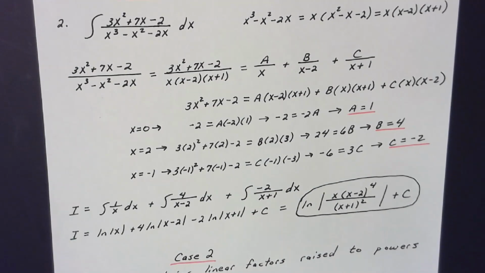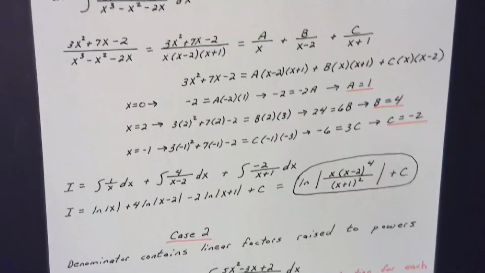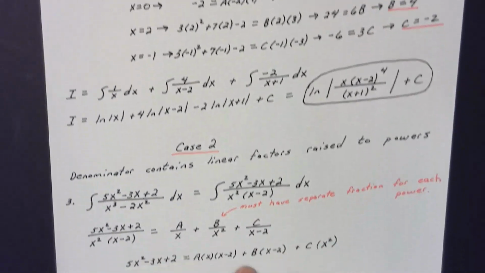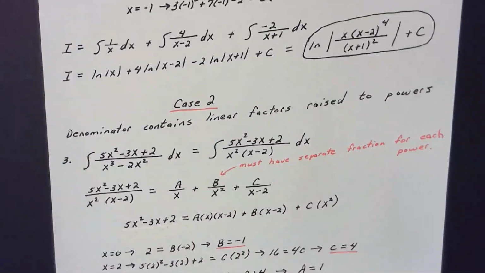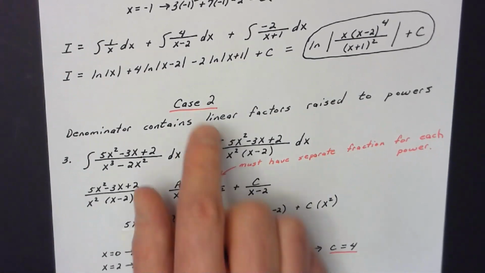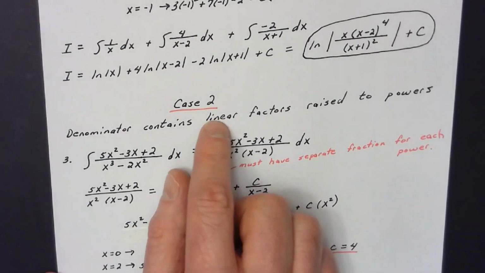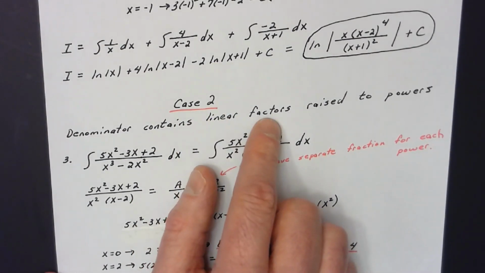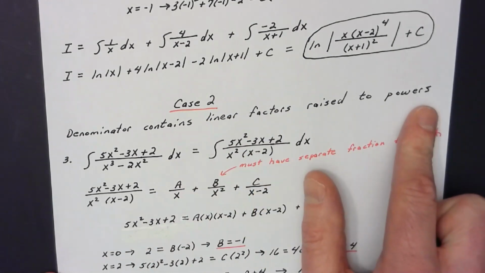Gorgeous problem. Now you're thinking, well, that's case 1. We need to see these other cases through here. Of course we do. Case 2 is just where you're going to have still only linear factors in the denominator, but those linear factors could be raised to powers.